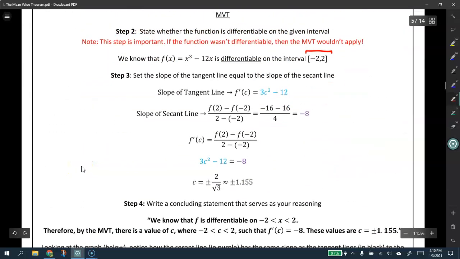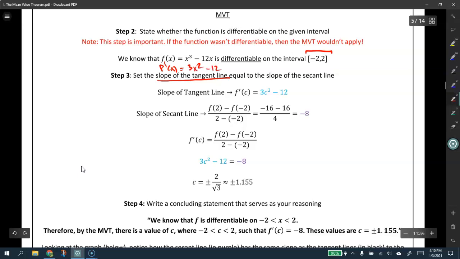All right, so now let's get to the actual application of the mean value theorem. What did we discover? The first thing that you do is you take a slope of the tangent line. Now, how do you find the slope of the tangent line? You take a derivative of x cubed minus 12x. So the derivative of x cubed minus 12x, we all know, is 3x squared minus 12. And you plug in c.